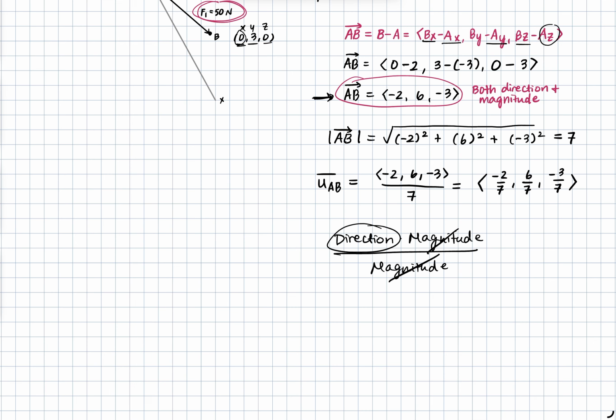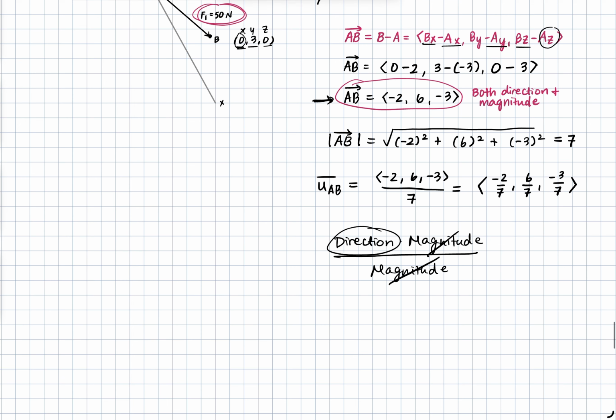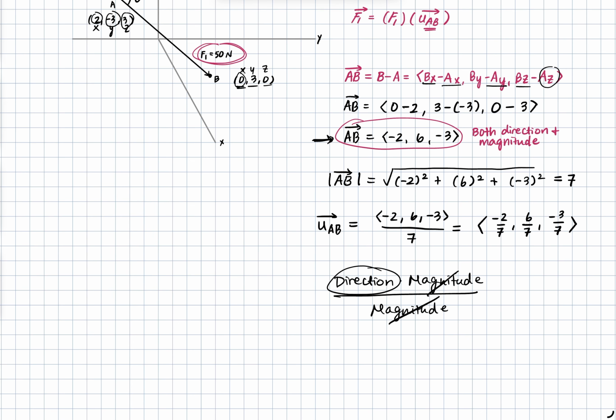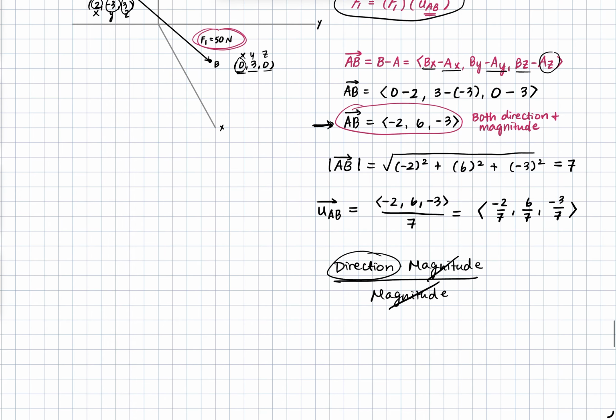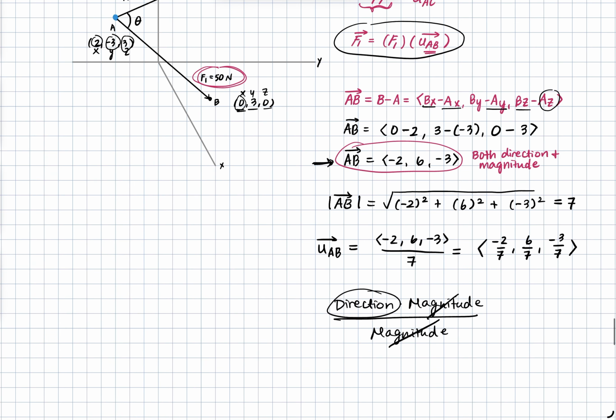Now that I have my unit vector for my force F1, I can plug it into this formula. I'm going to write this over here: the vector F1 equals the magnitude of F1, which is 50 newtons, times this direction, so that's negative 2/7, 6/7, negative 3/7.